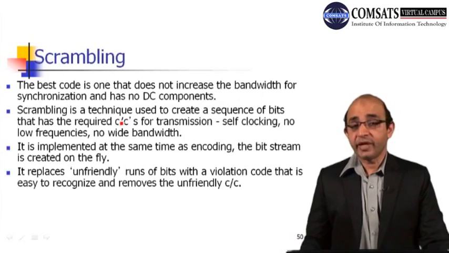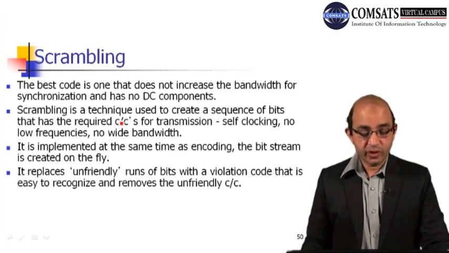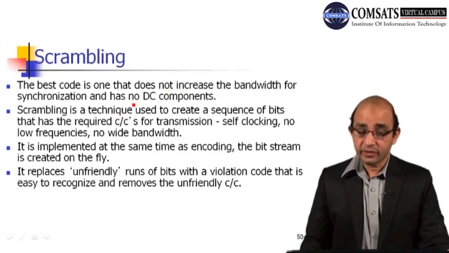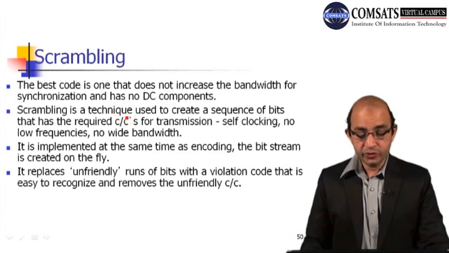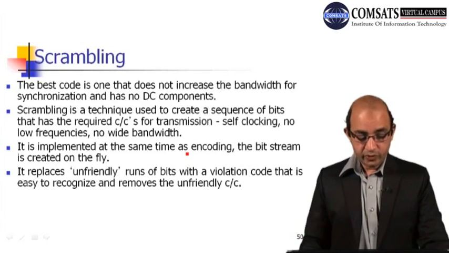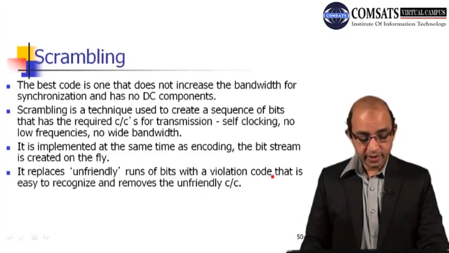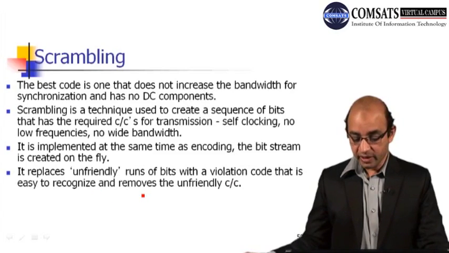As far as scrambling is concerned, here are some of the key points. The code does not increase the bandwidth for synchronization, and it should not have the DC component. It is used to create a sequence of bits that has the required properties for the transmission: self-clocking, no low frequencies, no wide bandwidth, right? At the same time, it replaces unfriendly runs of bits, for example a long string of zeros or a long string of ones, with a violation code that is easy to recognize and removes the unfriendly run.